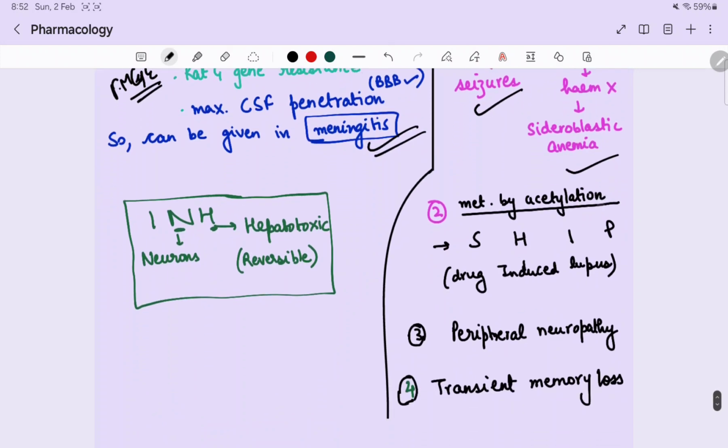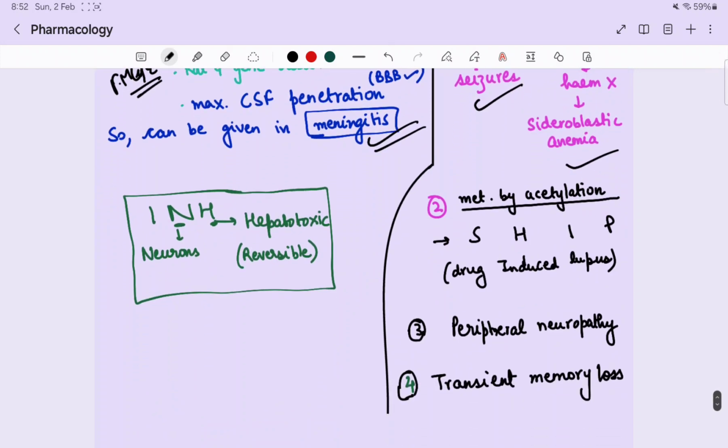Isoniazid is metabolized by acetylation. So you know the mnemonic about SHIP drugs. If there is a problem in acetylation, there will be drug-induced lupus. SLE can be present. This is also an FMG question. It also presents with peripheral neuropathy and transient memory loss, that the patient will start to forget things.